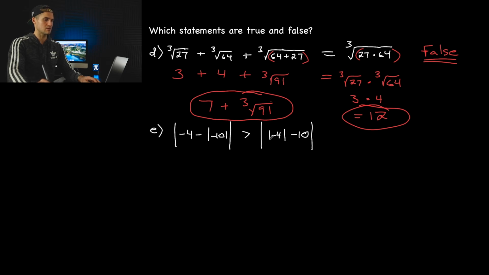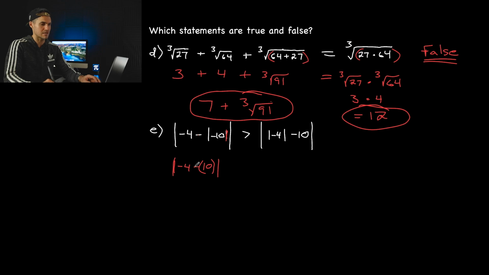And then part E, we're told the absolute value of -4 minus the absolute value of -10 is greater than the absolute value of -4 minus 10. So let's just go through it and simplify this. So we'll have the absolute value of -4 minus, now the absolute value of -10, that's just 10, right? So it's going to end up being like this. -4 minus the absolute value of -10 is a positive 10, right?